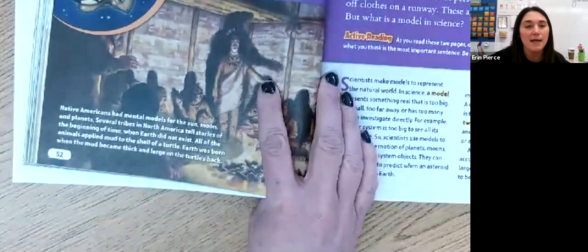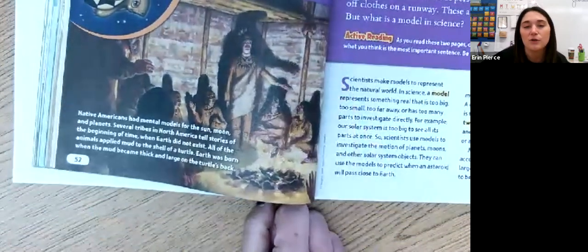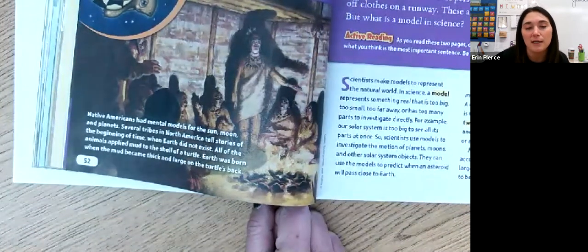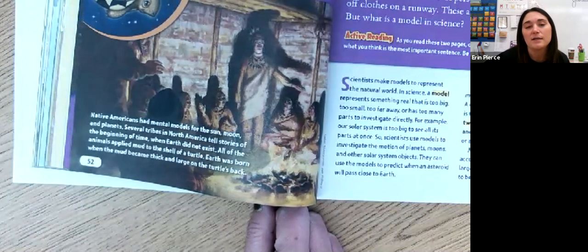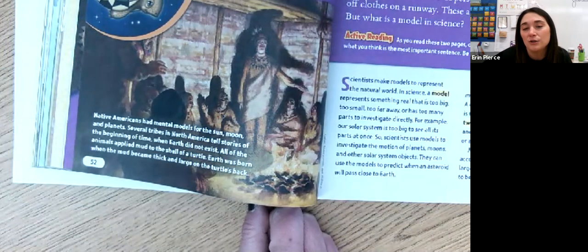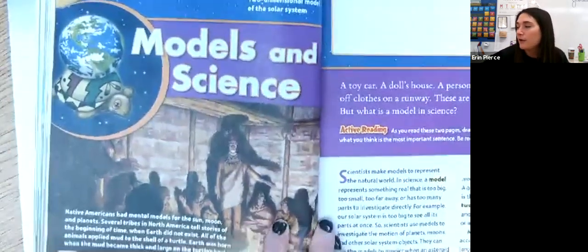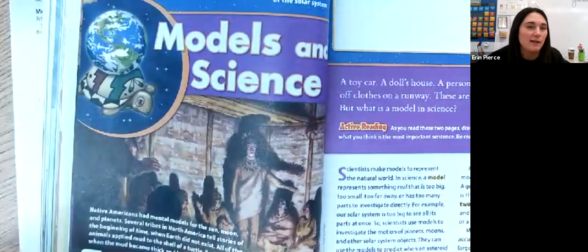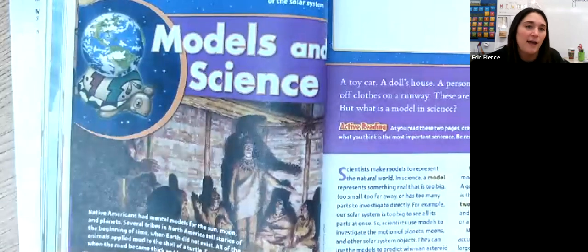Models in science. Native Americans had mental models for the sun, moon, and planets. Several tribes in North America tell stories of the beginning of time when Earth did not exist. All of the animals applied mud to the shell of a turtle. Earth was born when the mud became thick and large on the turtle's back. So that's just how they believed that the Earth was formed. There's an ancient kind of interpretation of what this kind of meeting looked like, and this is what they thought happened.